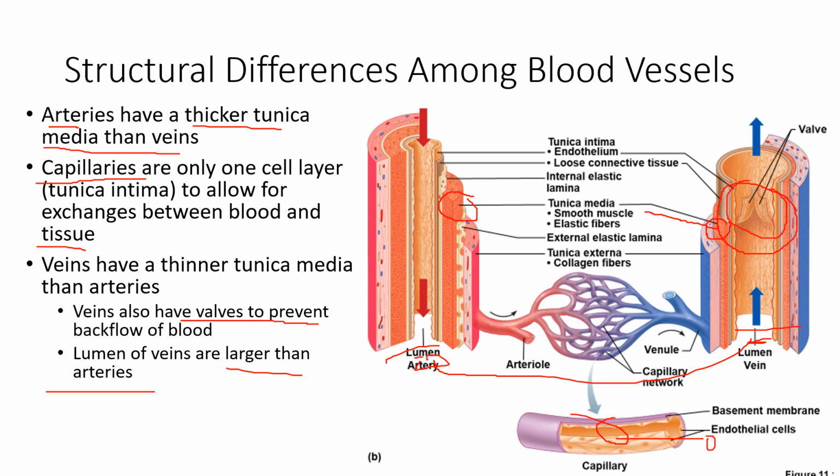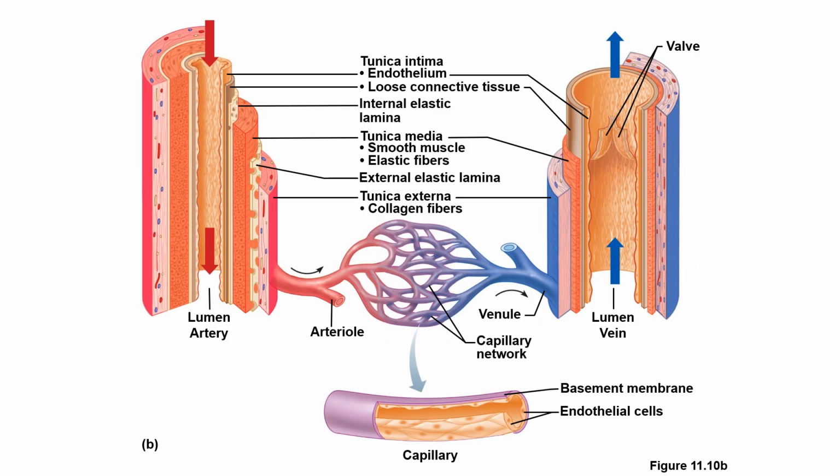So, how does the vein use this one? Here, if you look at the tunica media of the artery, this is very important. The tunica media of the artery is very thick compared to the tunica media of the vein. The tunica media contains smooth muscle and elastic fiber.